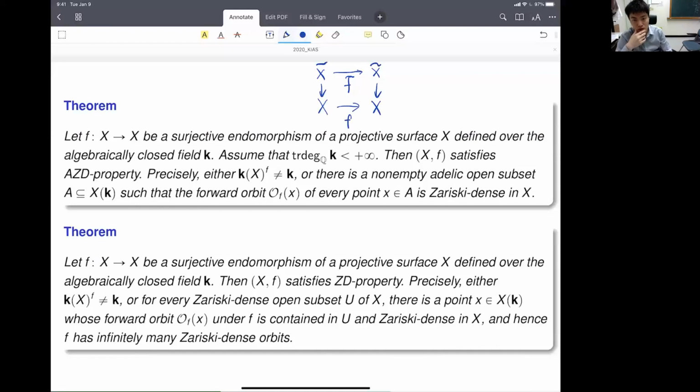So maybe the equivalent minimal program does not work for automorphism, I guess. So when we apply the EMMP, we assume this has to be non-automorphism. Since our motivation is from the Zariski dense orbit conjecture, and in that case, we reduce to the smooth surface case. So I didn't consider this degree 1 case.